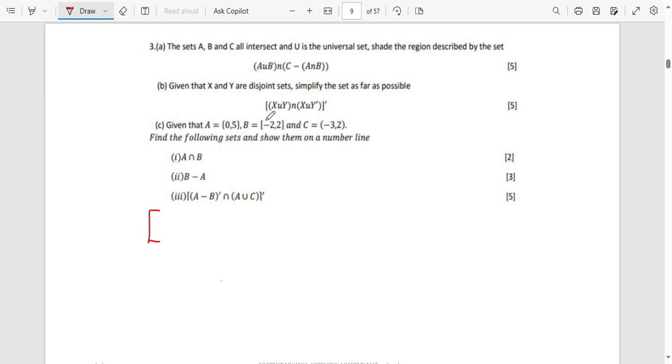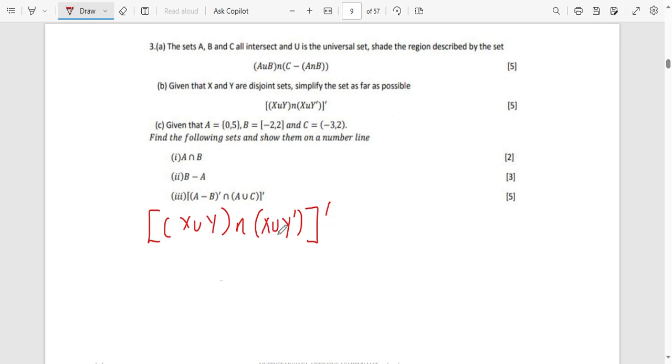Okay, so let's give this one x union y. Yes, that was the answer. You only shade those two places I shaded. Okay, we want to simplify as far as possible this set.